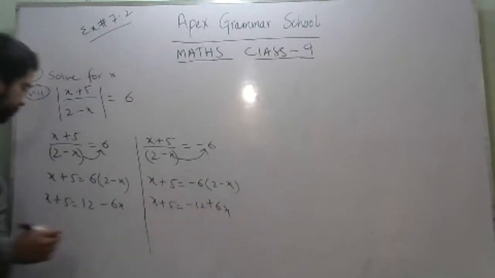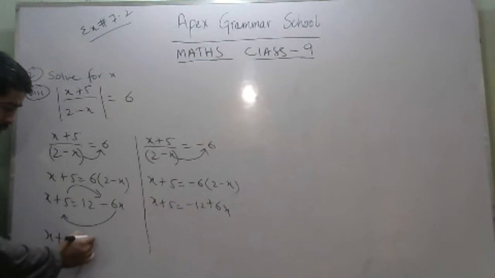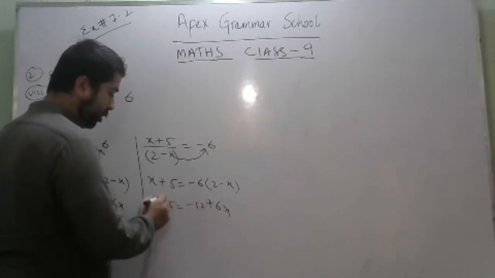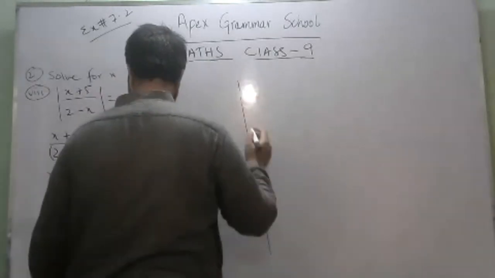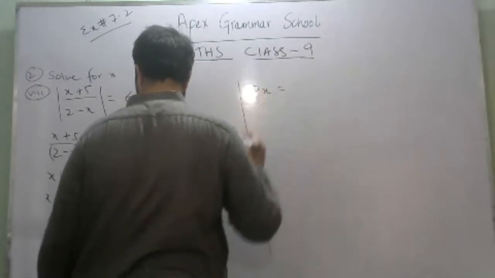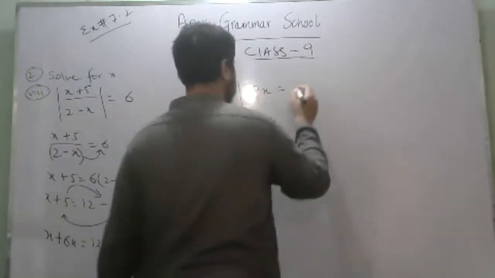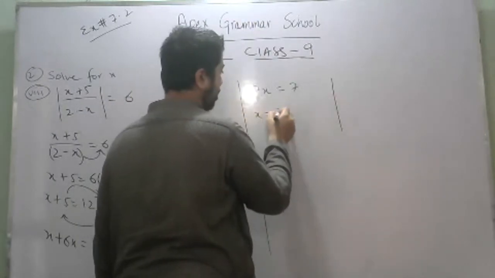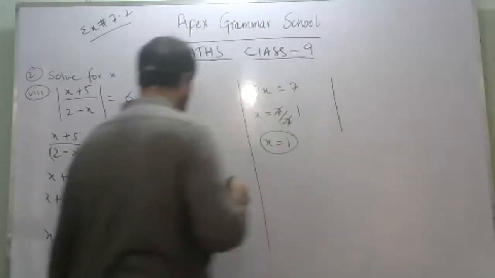So this negative 6x will be positive here. This 5 will be negative here. x plus 6x is equal to 12 minus 5. And for this one, x will be negative there and minus 12 will be positive here. So 7x is equal to 12 minus 5, answer is again 7. So 7 will be divided there. Value of x will be 1.